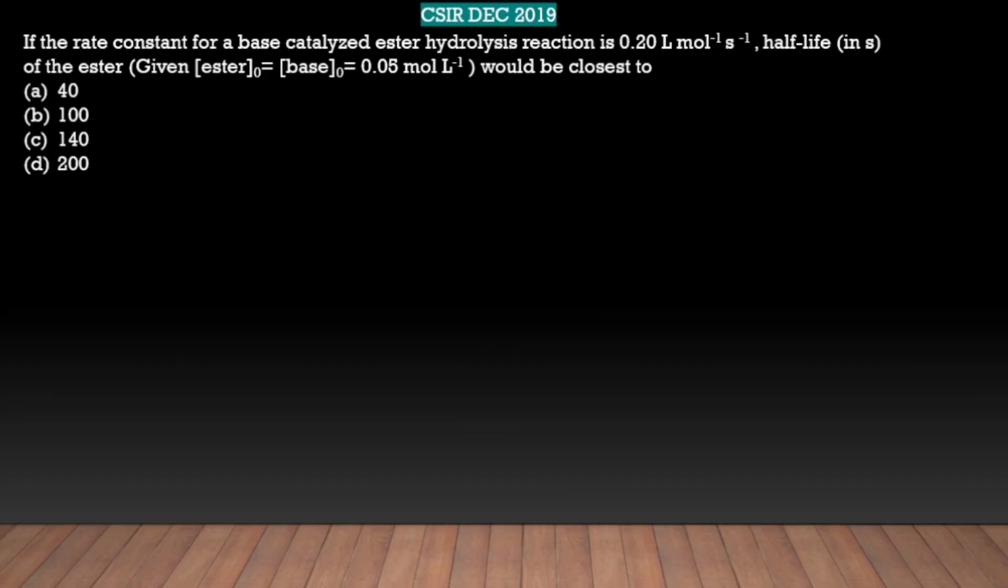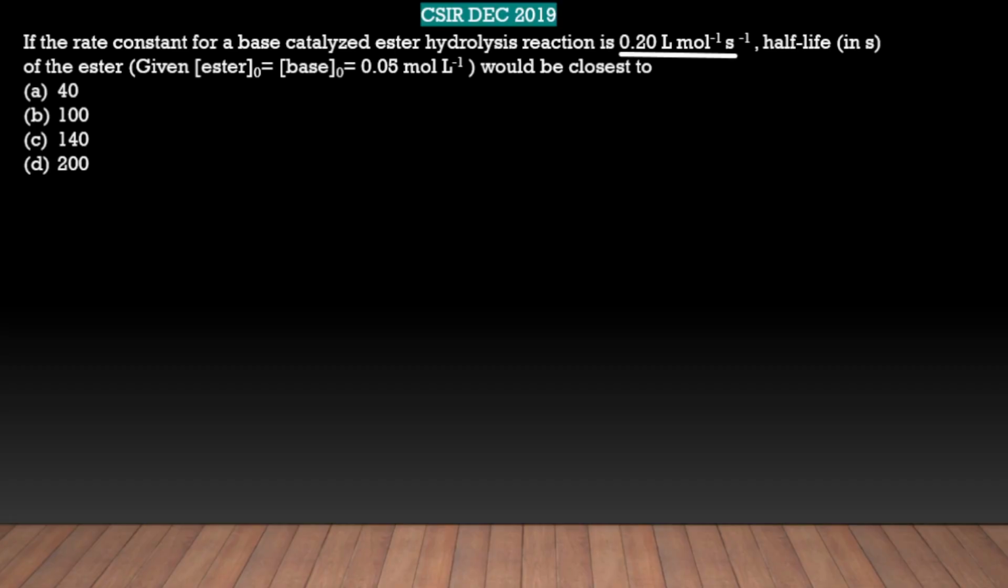Now moving on to the next one. This begins the questions from the December exam conducted in the year 2019. The first question says, if the rate constant for a base catalyzed ester hydrolysis reaction is this much, we have to find the half-life of this ester.